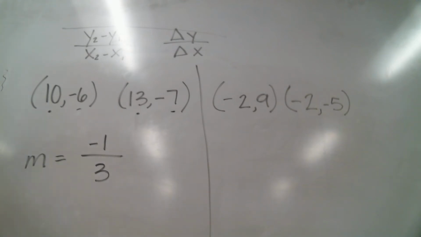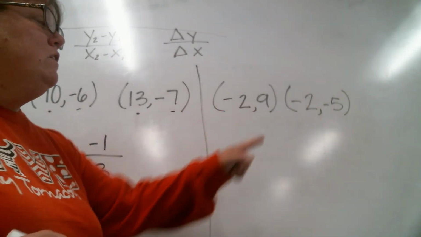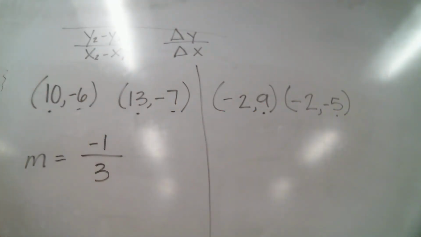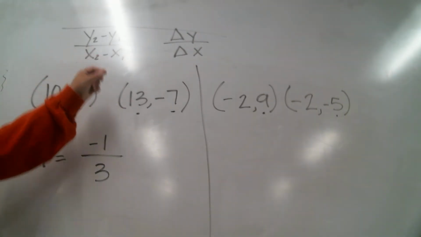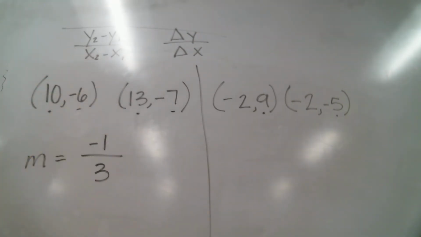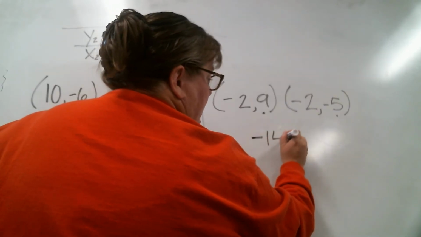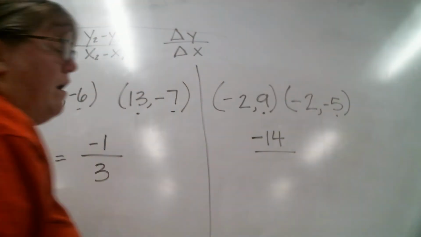Easy? Okay, so this next one, if you look at the y's, it's starting at 9, moving all the way down to -5. So we started at +9, moved all the way down to -5. If you think about that on a number line, that's a change going down by 14. So you'd have a change in y of -14. So we put that on top.